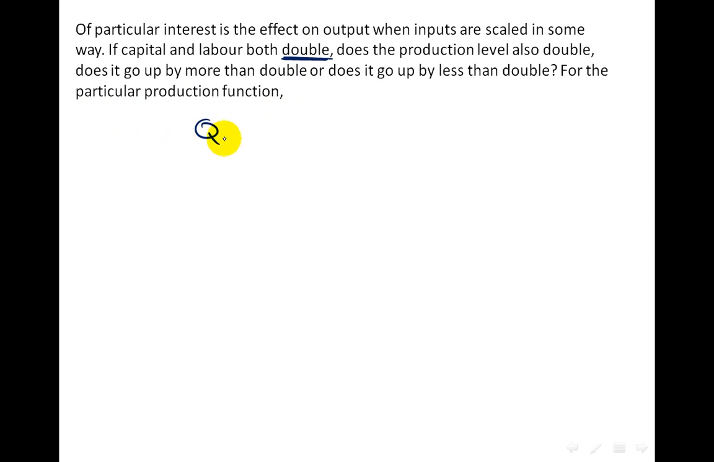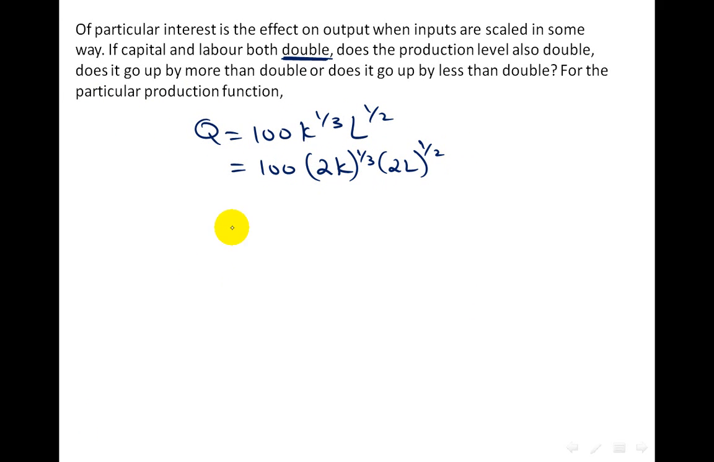Our function was Q equals 100 K to the power of 1/3 L to the power of half. Now, if it is doubled, we have 100, 2K, and 2L. That means my inputs are doubled. That means the capital and the labor are doubled. I think that you already know the rules here, but what if you don't know the rule? Then 100, 2 times K. What was the value of K? 27. And here 2 times L, my L was 100.